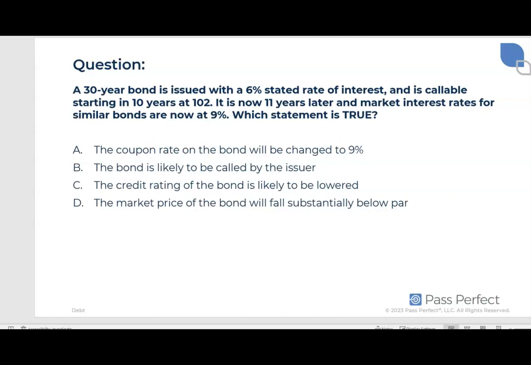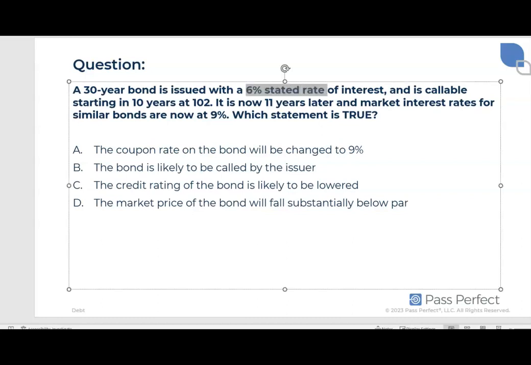Okay, I've just counted 5 people, so let's go ahead and check this out. Okay, again, there's a little difference of opinion on this one. So a 30-year bond, right? It has a 6% stated rate of interest, which is the same thing as a 6% nominal yield or a 6% coupon, which means it pays 6% interest on a $1,000 face value, which is $60 a year.